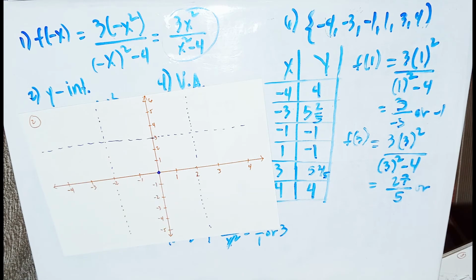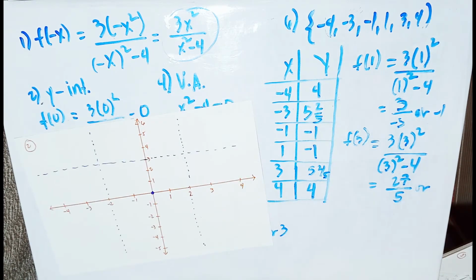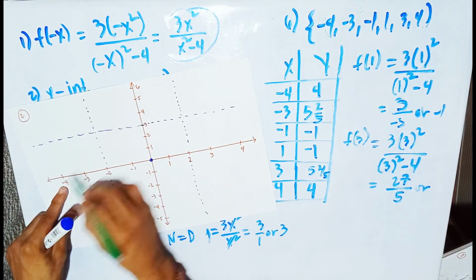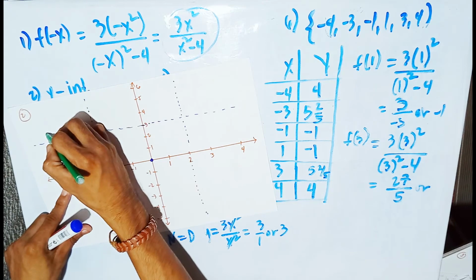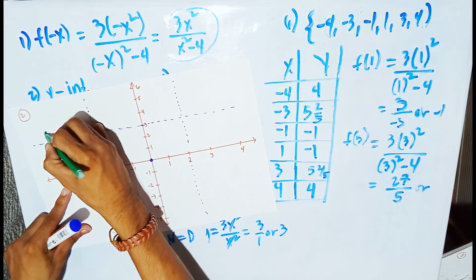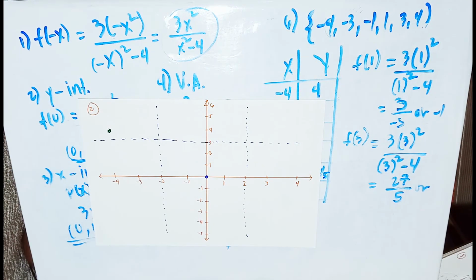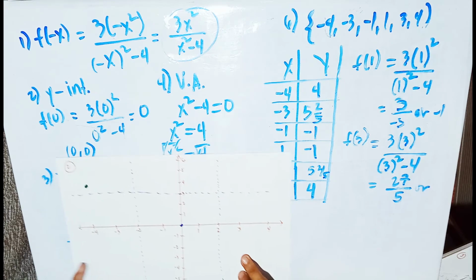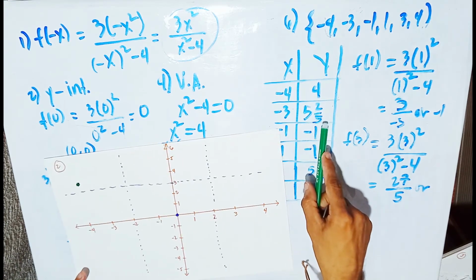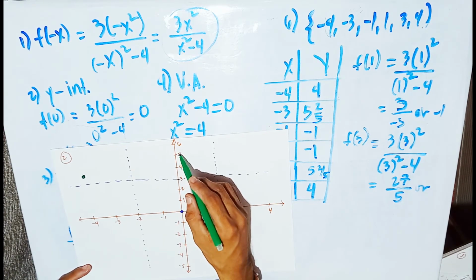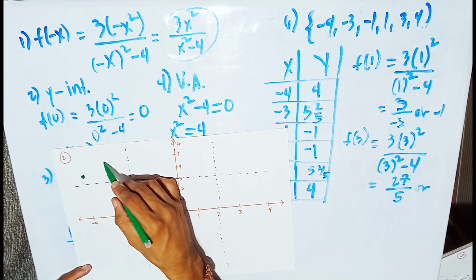So, meron tayo makikita mga points na or mga ordered pairs na eto. So, negative 4 and 4. So, yung negative 4 and 4, dito natin siya matatagpuan. Negative 4 and then positive 4. So, right here. Okay, nandiyan po siya. Next, we have negative 3 and 5 and 2/5. So, we have negative 3 and 5 and 2/5. So, mas mataas sa 5. So, nandito.